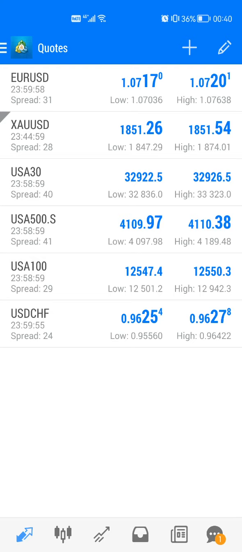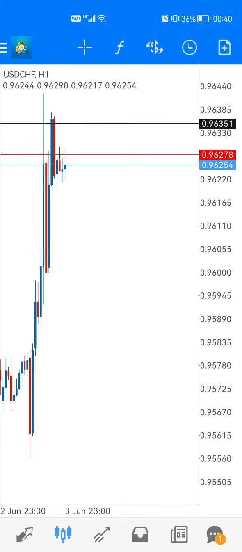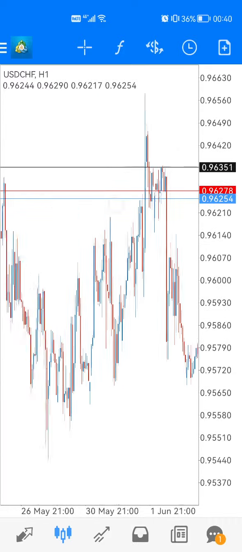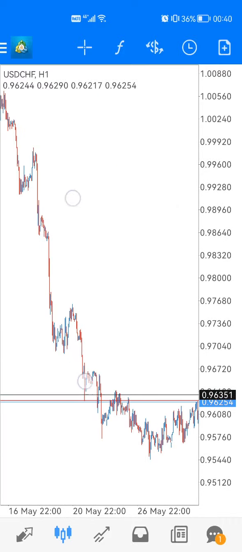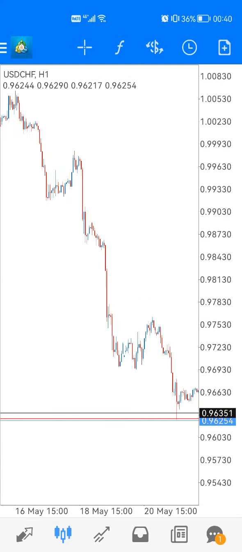Let's go deeper. USD is your base currency, meaning that when USD is rising like this, it means that it is stronger than CHF. The dollar is stronger than the Swiss franc. And when USD CHF is selling like this, it means that the Swiss franc is stronger than the dollar. It has more strength than the dollar.